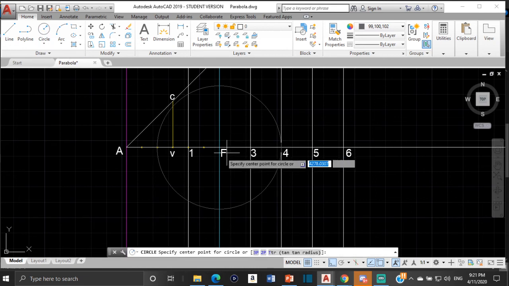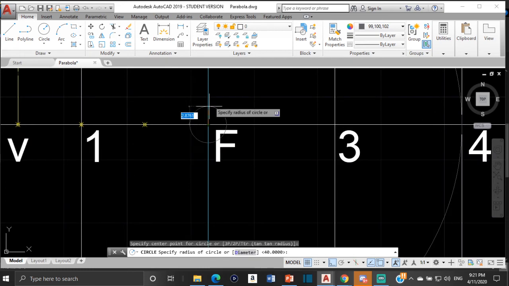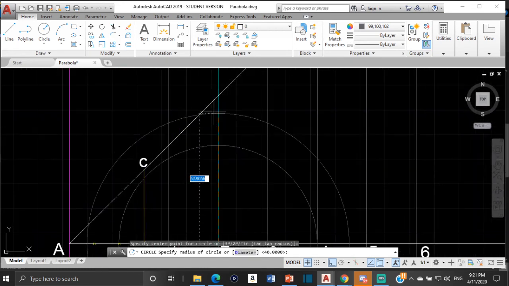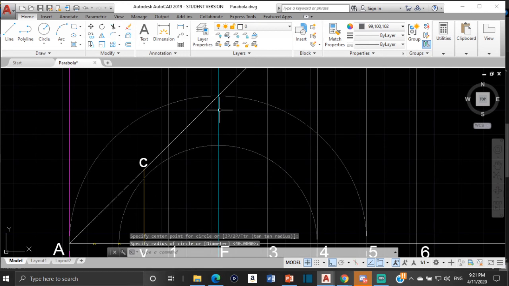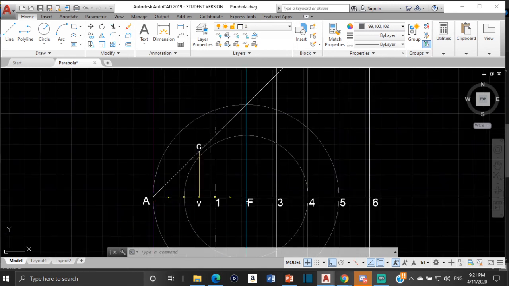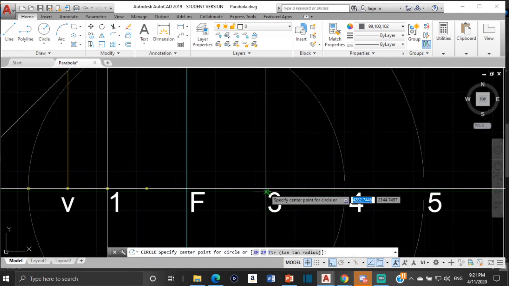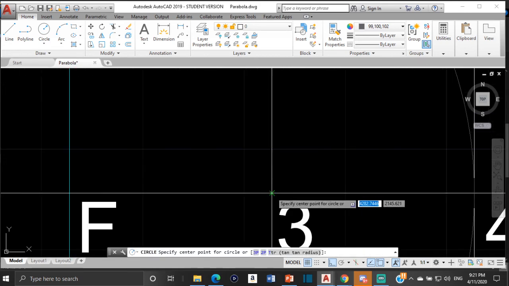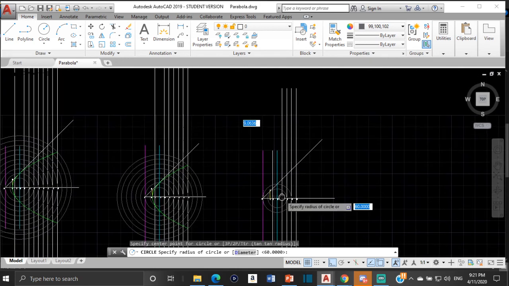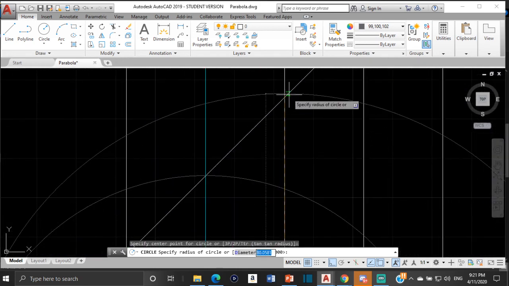Now we're going to draw a circle from F as well, because F and 2 are the same point, and we're going to bring that right there to where this line from F meets this diagonal line. We don't need to move that circle because it's already drawn from F. So that circle is all right. Now for this circle here, we're going to draw that circle from 3 to where the line from 3 meets the diagonal line right there.